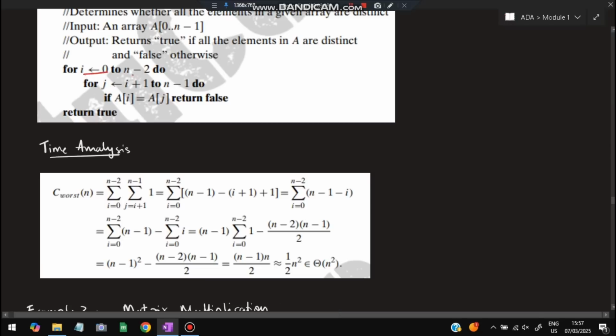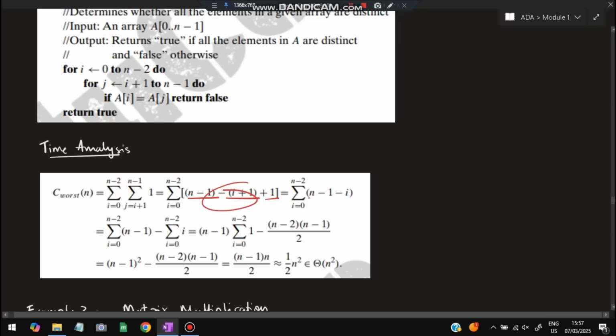See here, i is 0 to n minus 2, just write this sigma symbol here, 0 to n minus 2. Next is i plus 1 till n minus 1, right? So you will be writing i plus 1 till n minus 1. Now each time a constant operation is performed, it is the comparison operation. Okay, now minus this, n minus 1 minus i plus 1 plus 1. Okay, n minus 1 upper limit minus lower limit plus 1.